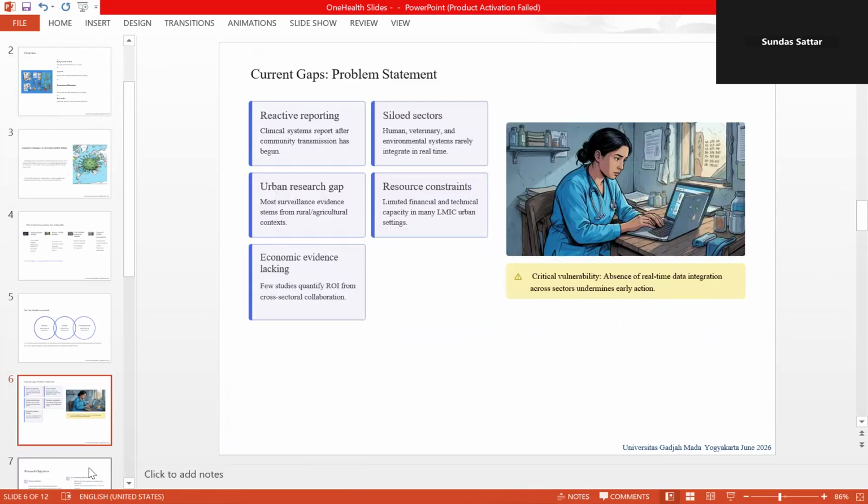Despite advancements, there are still major gaps in current surveillance systems. Most systems are reactive rather than preventive. Urban-specific research is limited, as most evidence comes from rural settings. There is also a lack of real-time data integration across sectors. In addition, financial and technical constraints limit implementation in many urban areas.